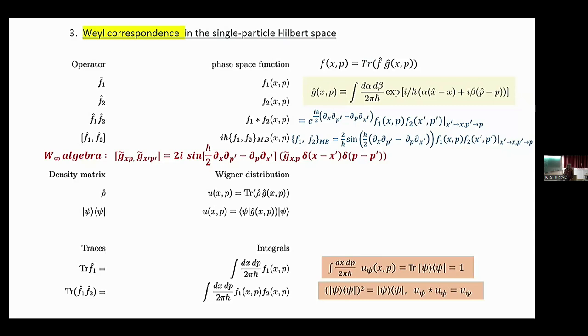So we also get that the Weyl correspondence also includes representations of traces and integrals. The trace of an operator is given by the integral of this, and the trace of a product is given by the integral of products. This in particular also means the following: the trace of a projector, which is of course equal to 1, corresponds to the integral of the Wigner distribution.